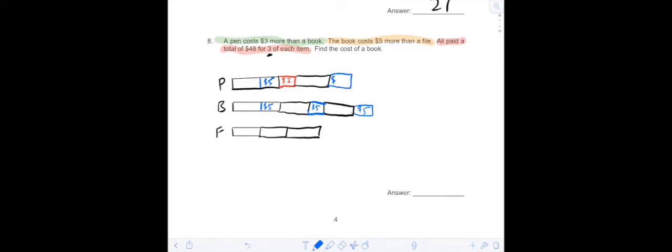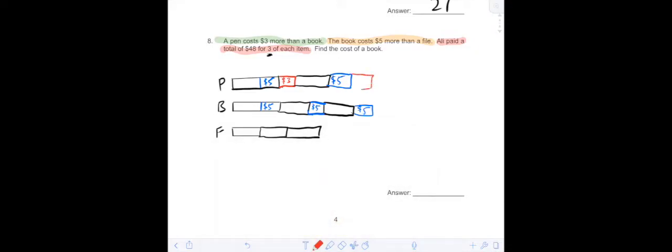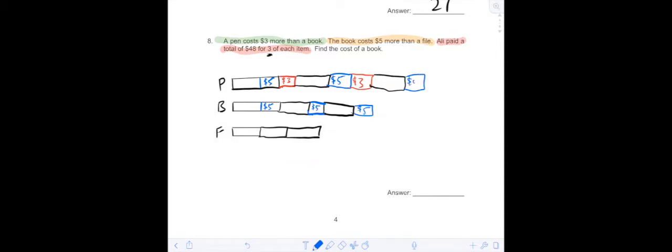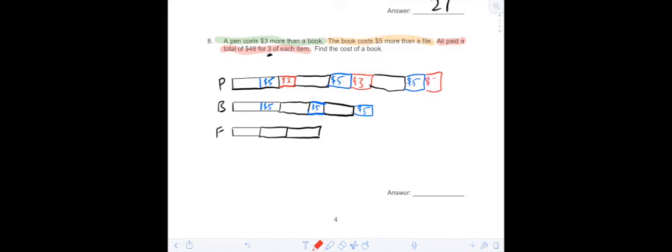This is another $5. Then there's the red color portion, which is the $3. Then we go back to black, which is the base unit. Blue, red. So now you can see what I did was I duplicated into 3 pens, 3 books, and 3 files.